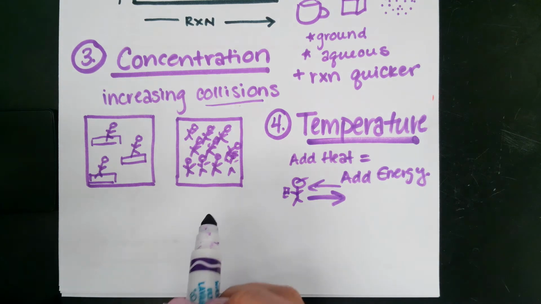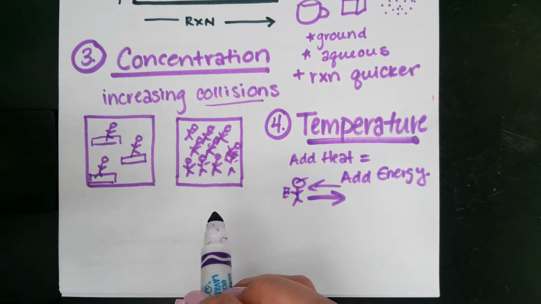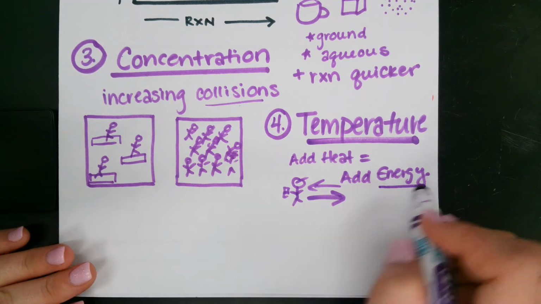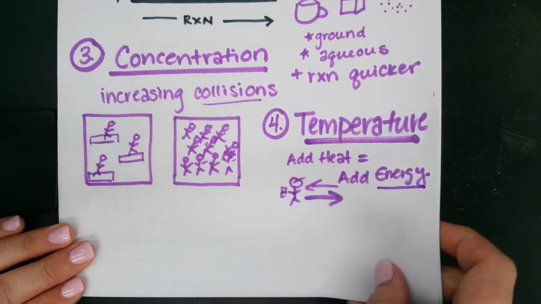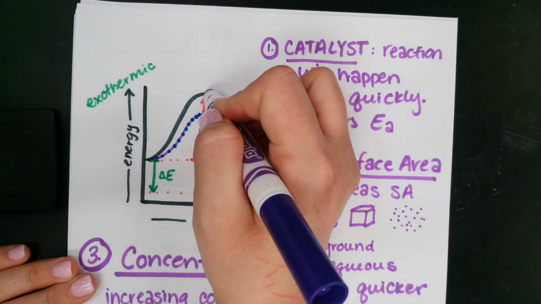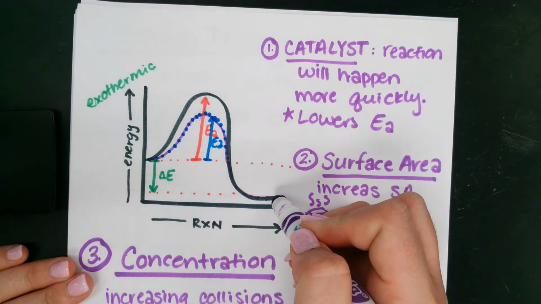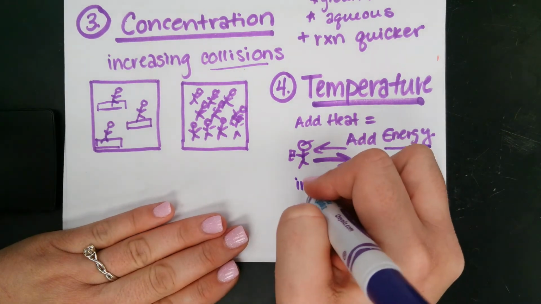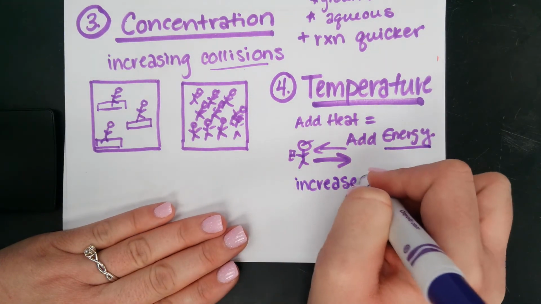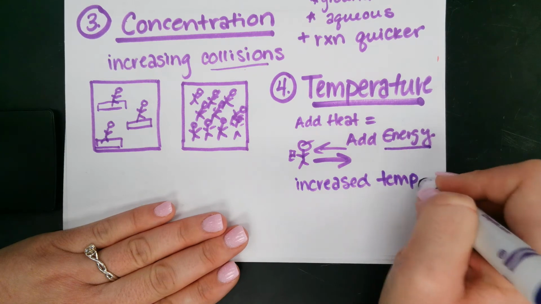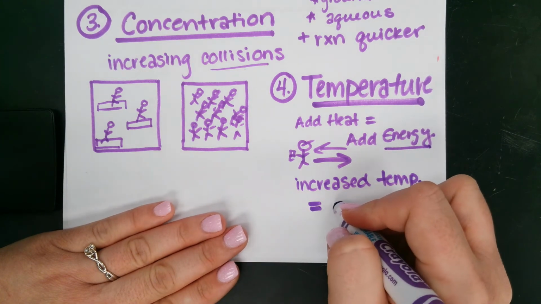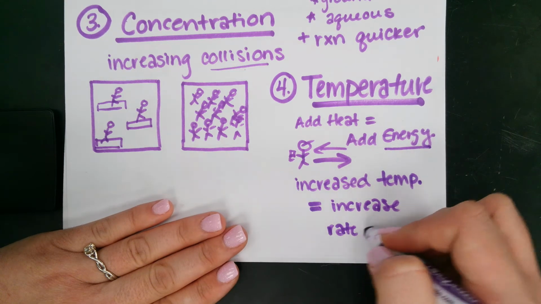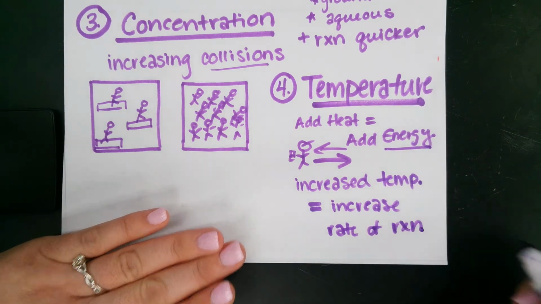The other thing with this is that it's also going to help with the activation energy, because the more energy you have, the more likely you are to hit that activation energy. So as soon as you're able to hit that peak, you're able to fall down into that bond. So for this one, increased temperature will increase your rate of reaction. Awesome.